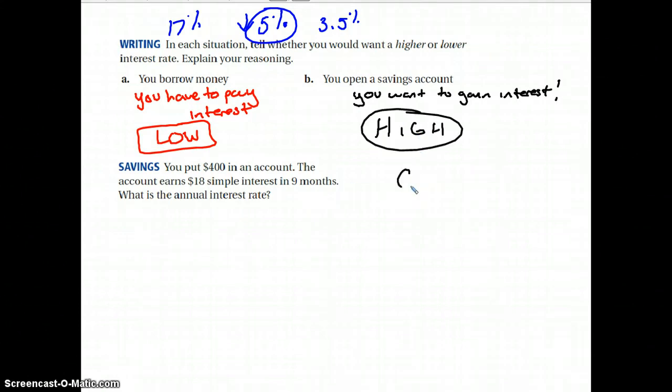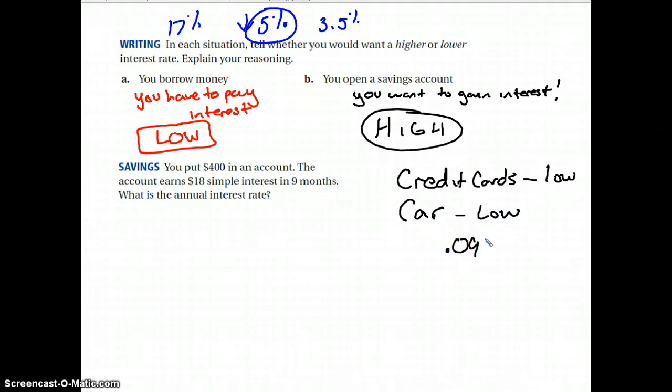Okay. Obviously for credit cards, you want low. For anything that you're buying, you want a low interest, or anything that you're borrowing, like a car loan, anything like that, you want low interest rates. You'll even see on TV, 0.9% APR. That APR stands for annual percentage rate. Okay, so you want to look at those things and just be aware of them.